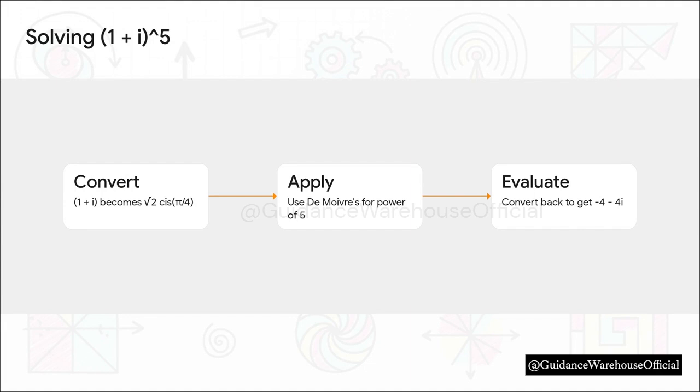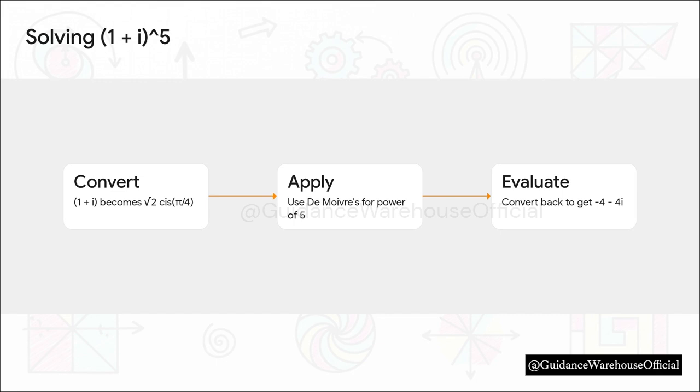We want to solve 1 plus i to the 5th power. Step 1, convert to polar. r is the square root of 1 squared plus 1 squared, so root 2. The angle pointing to the coordinate (1, 1) is exactly 45 degrees, or pi over 4. So our base is root 2 cis pi over 4. Step 2, apply de Moivre's theorem for the power of 5. Raise root 2 to the 5th power, which gives us 4 root 2. Then, just multiply our angle by 5, giving us 5 pi over 4.